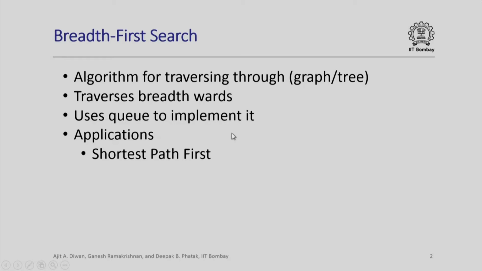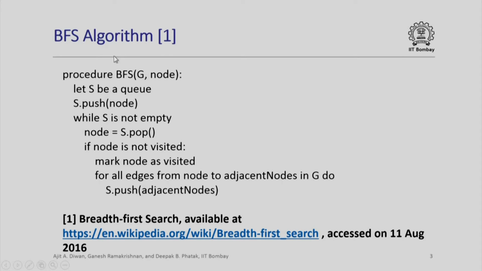What are the applications of breadth first search? Well, a simple application is to find the shortest path in any network of transportation or movement. Let us look at the BFS algorithm. Again, the reference is from a Wikipedia article which is given here.